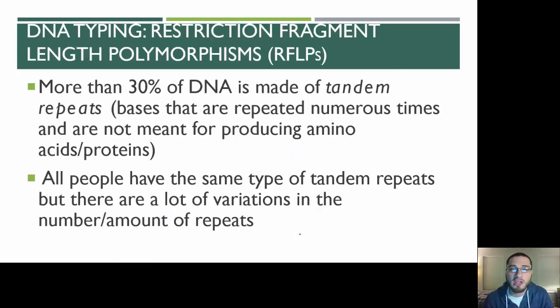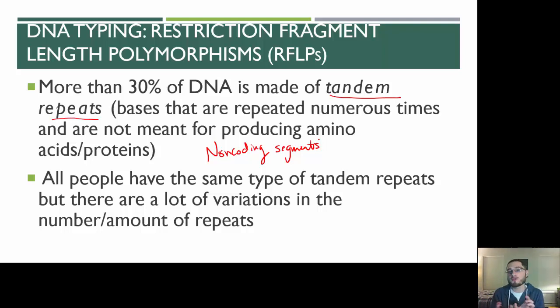So DNA typing, the old way of doing it. In the 90s when they were first starting out, the big thing was RFLPs, these restriction fragment length polymorphisms. More than 30% of DNA is made up of these tandem repeats. Tandem repeats are bases that are repeated numerous times, and they're not meant for producing amino acids or proteins. They're called non-coding segments.